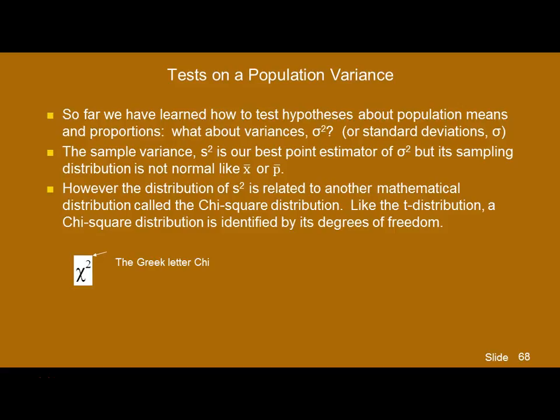However, the distribution of S squared is related to another mathematical distribution that's called the chi-square distribution. This is the Greek letter chi down here, and then we put a square on it, so we call it chi-squared. Like the t distribution, chi-squared is identified by its degrees of freedom.